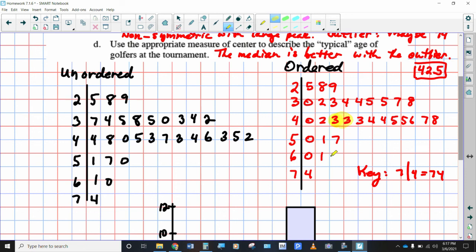So our median, wait, did I get that right? 1, 2, 3, up to 15. I got that wrong. It's supposed to be 43, not 42 and a half. Didn't get it perfect. Oh well, life moves on. That was pretty close though. Maybe I accidentally found the mean instead of the median.